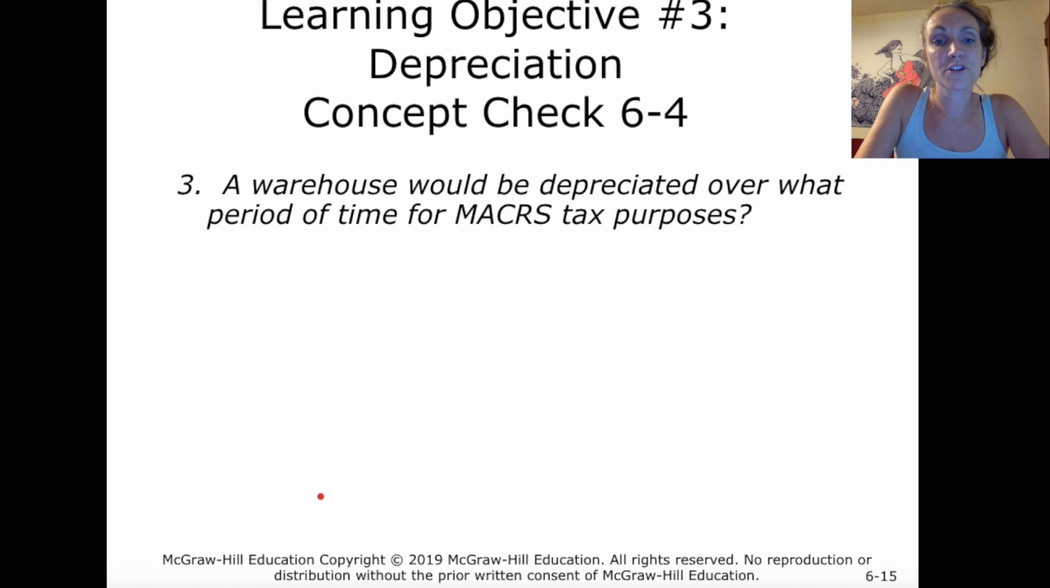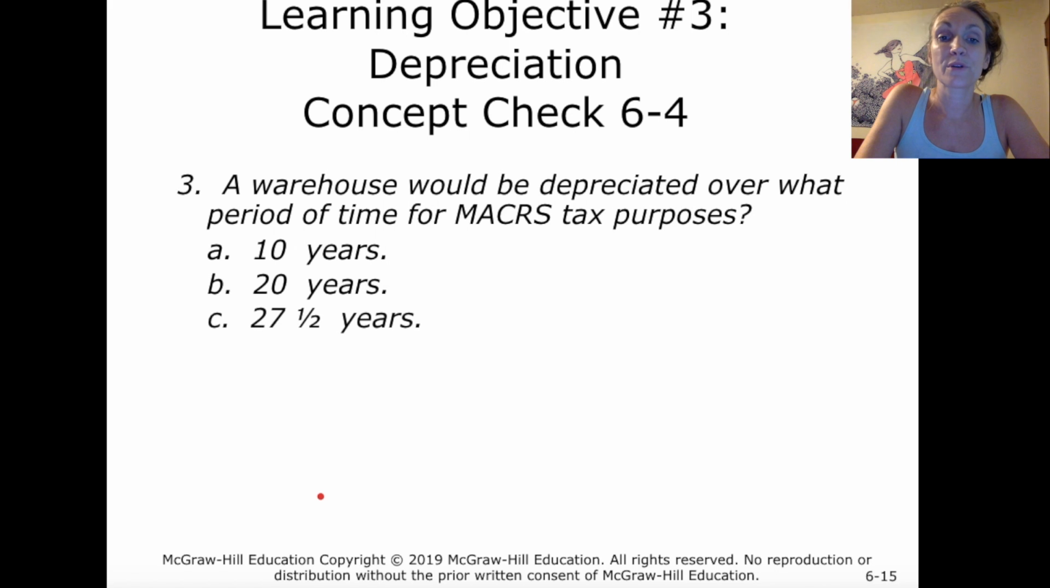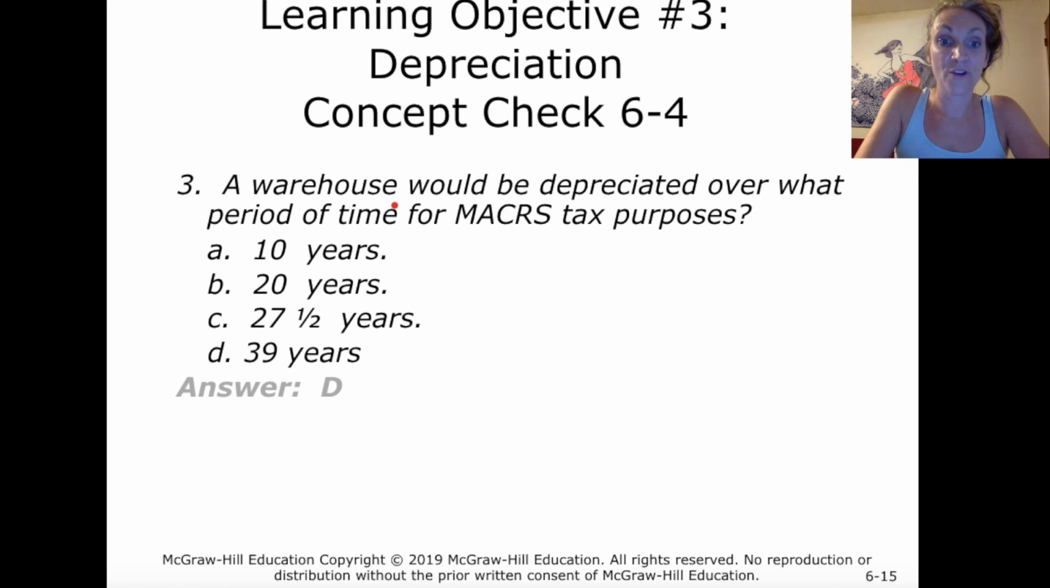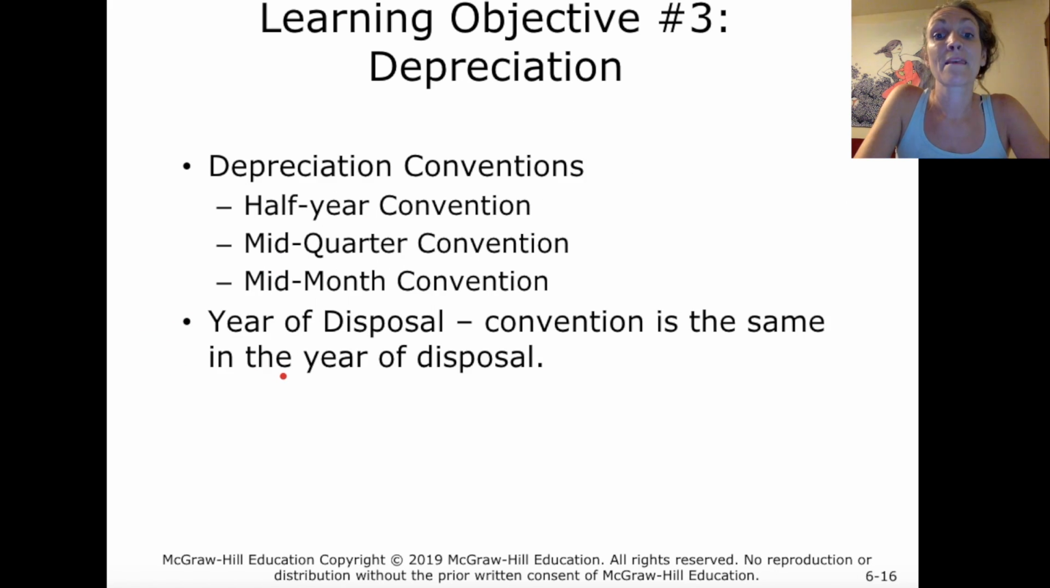A warehouse would be depreciated over what period of time for MACRS tax purposes? 10 years, 20 years, 27.5, 39. What is a warehouse? Is that residential? Real estate? No. So it's D. It's commercial property, which is 39 years.